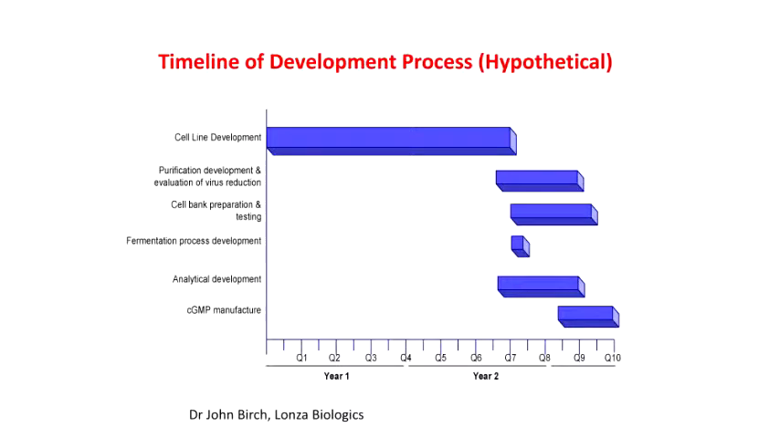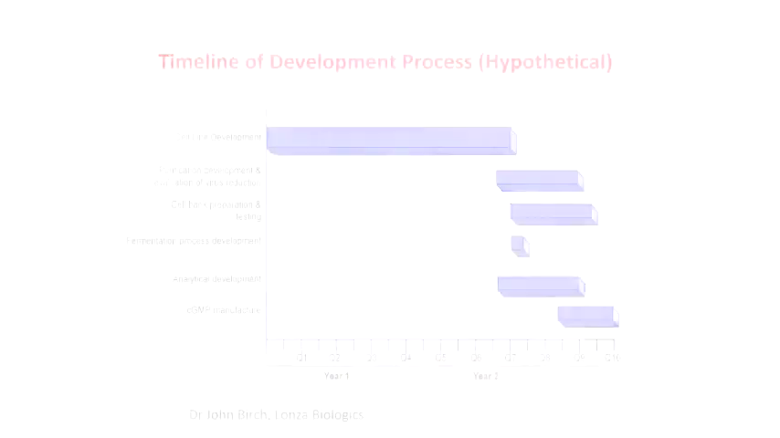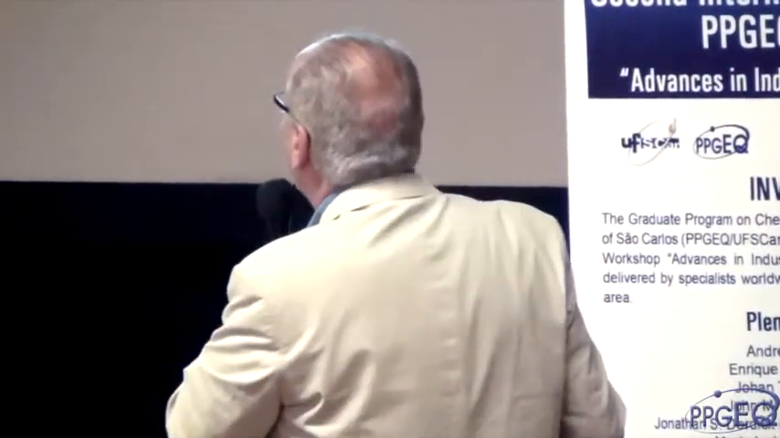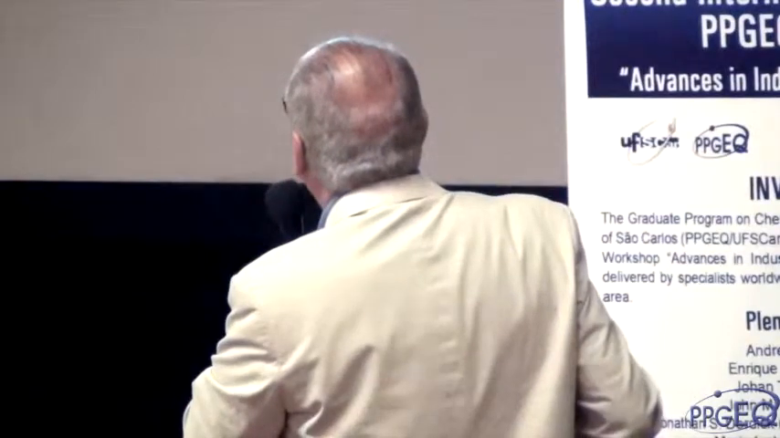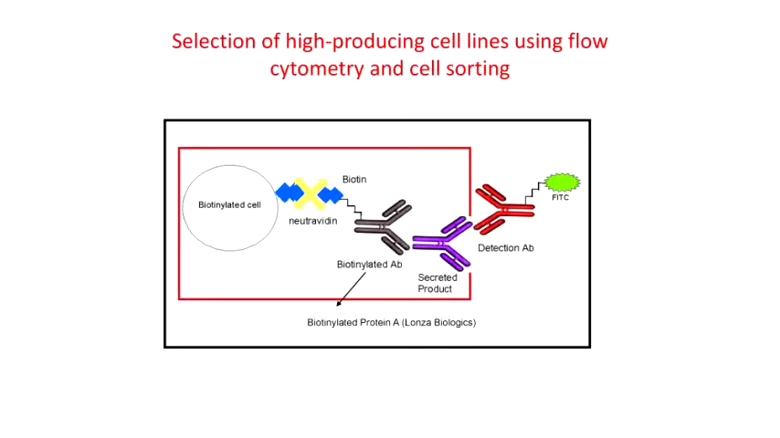But before that, just to show you how long it takes to develop a process for the production of a therapeutic product. As I said before, the cell line development is the longest part of the whole process, followed by purification development, evaluation, and virus reduction. All of these cells are used to produce virus, but at the end, virus has to be removed completely from your products. The fermentation process development, the analytical development, and the GMP manufacturing all take time. So the process from the transfection of cell lines to production takes about 2 years. It's a long process and a very costly process to produce these high-value products.